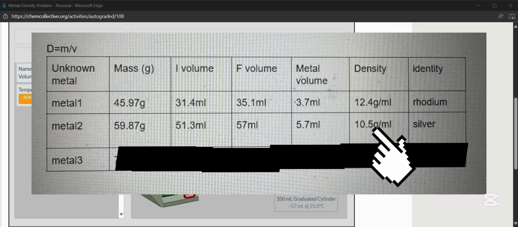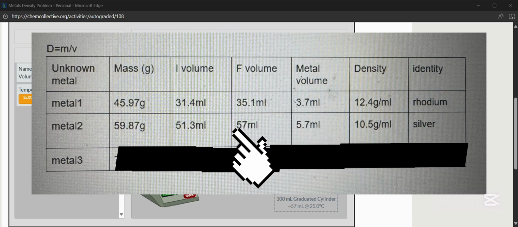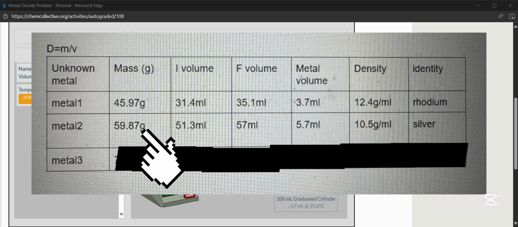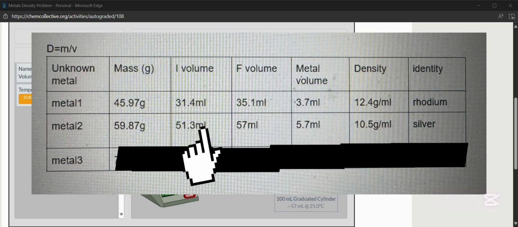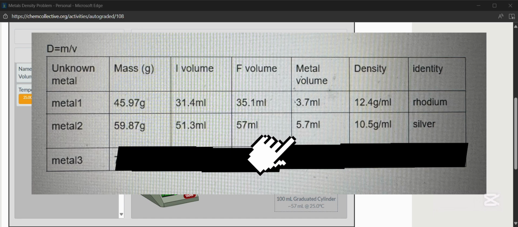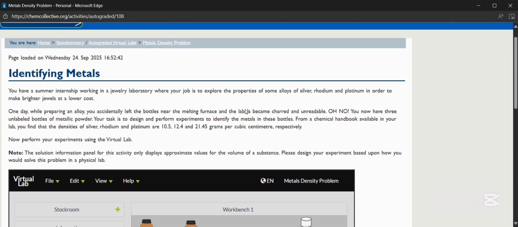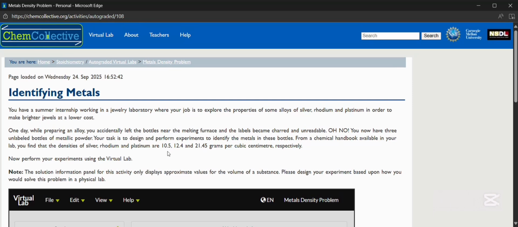And now we're going to find the density, which is mass over volume. So it will be 59.87 grams divided by the 5.7, which would get 10.5 as our density. And when we look at our mixtures, silver.